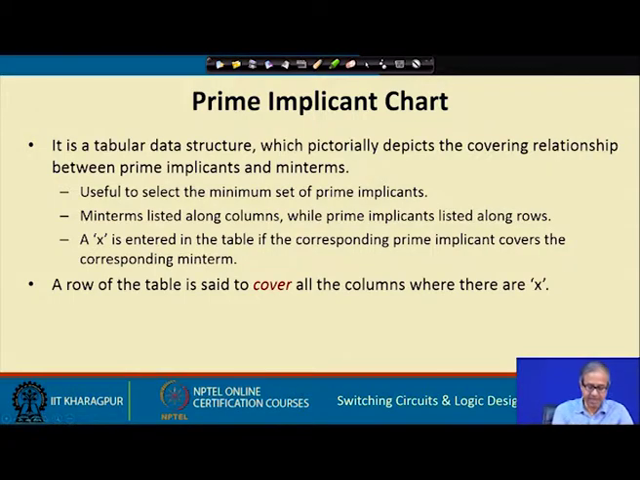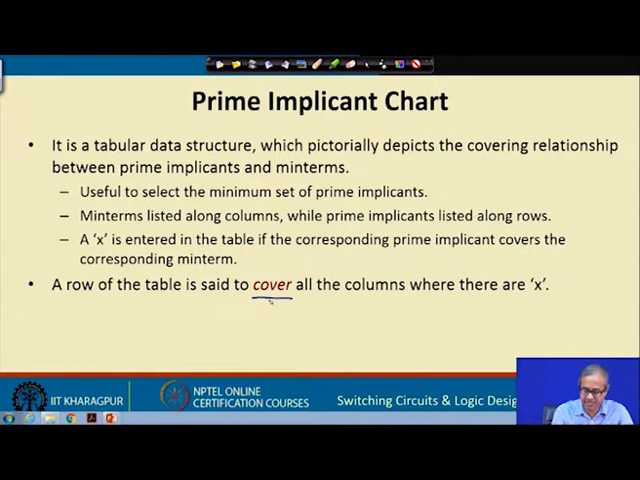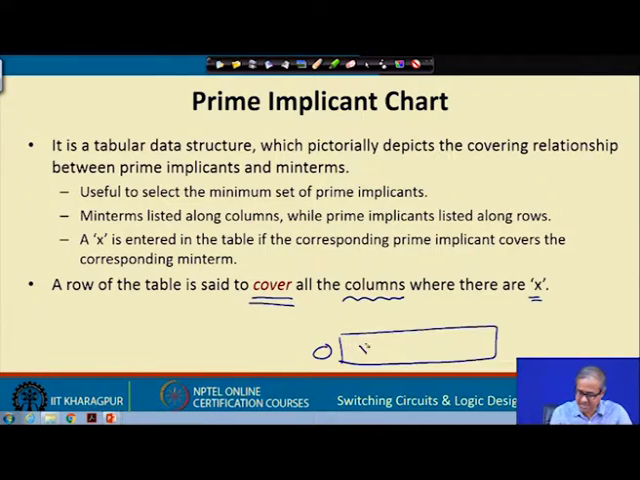So, what we say is that a row of the table, that means a prime implicant, covers all the minterms, the columns where there are x. So, for example, for some prime implicant we see in the table that there is an x here, there is an x here, there is an x here. So, the corresponding true minterms, these three minterms are covered by this prime implicant, right. This is the idea, we use this term cover. Okay.